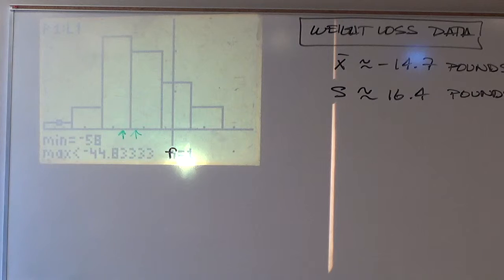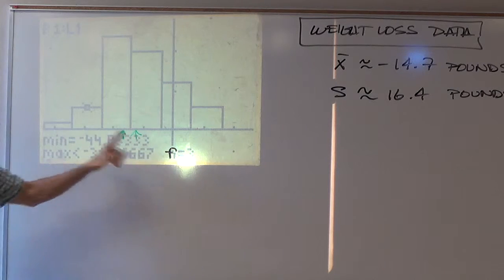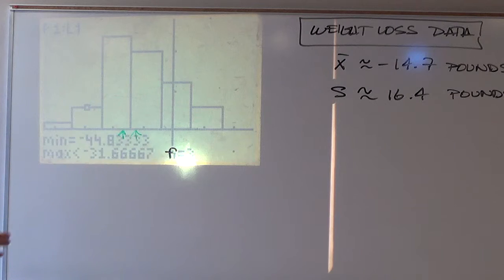If you then arrow over to the right by 1, the next bar goes from negative 44.833333 up to negative 31.666666, and there are 3 data points in that bar. So what you've done by grouping the data like this is you've lost that individualness of the data points, but you've gained the shape, which I think is a fair trade-off, honestly.